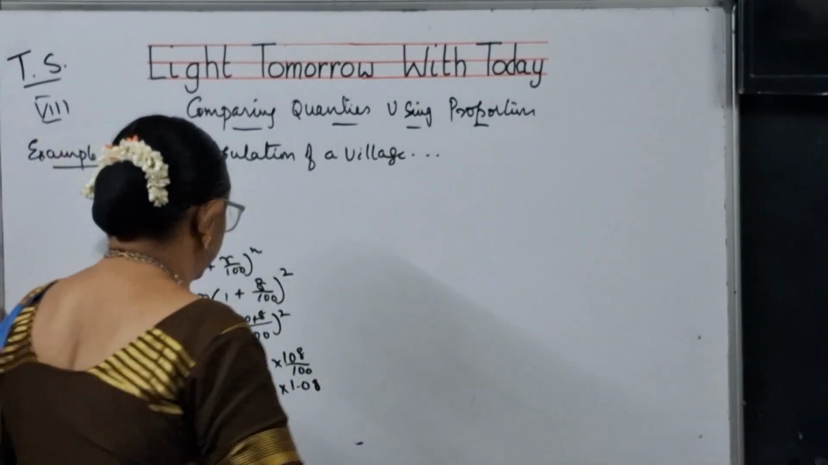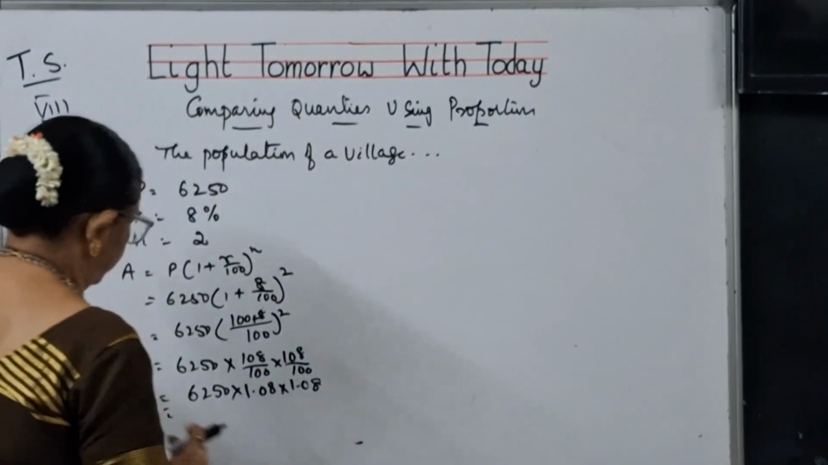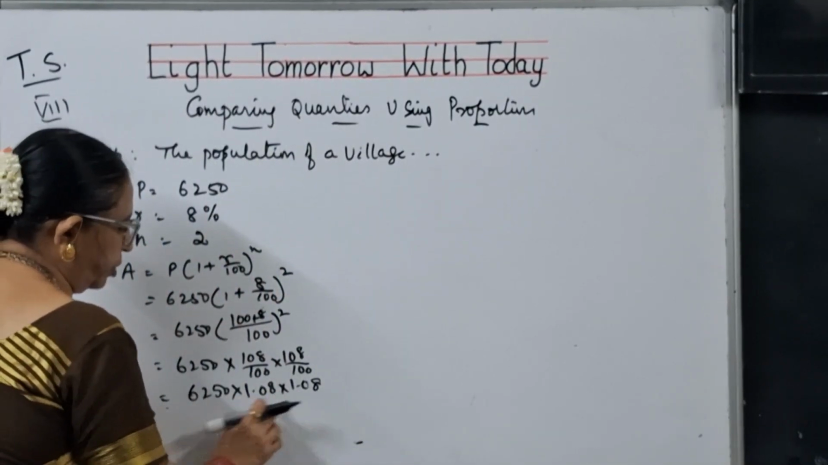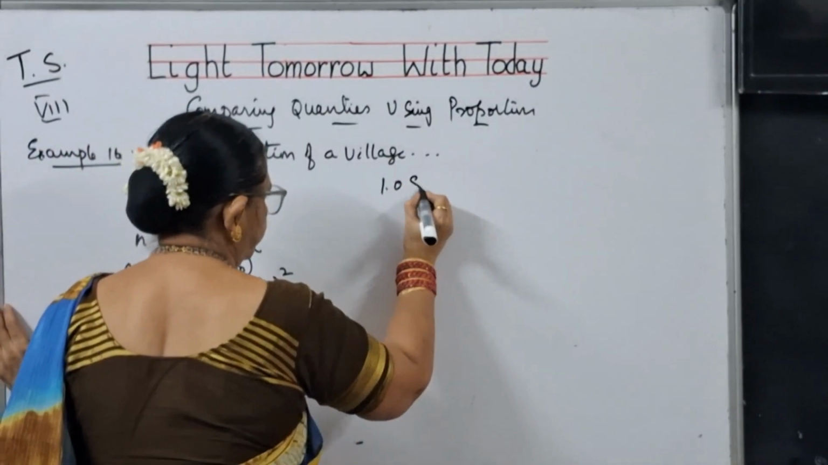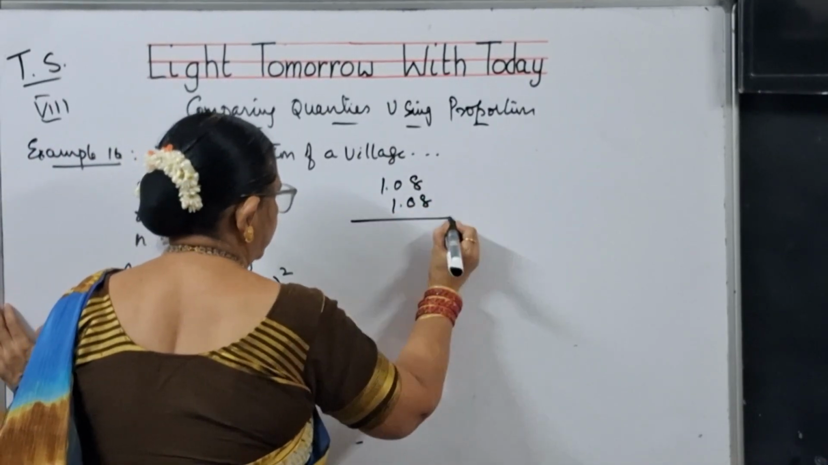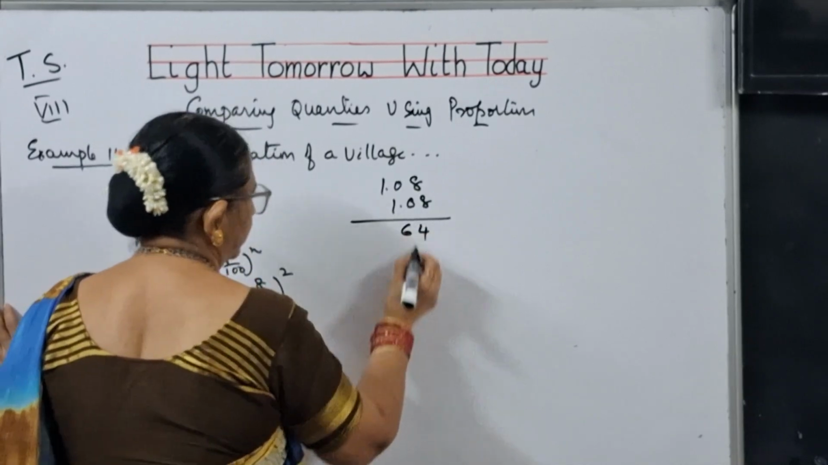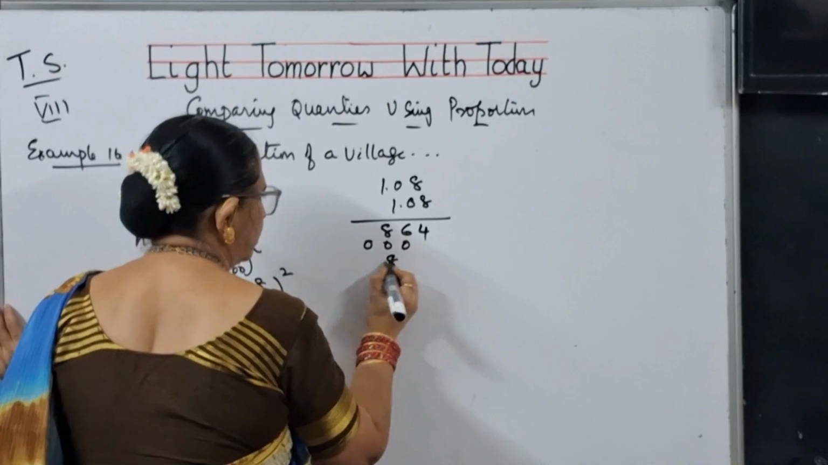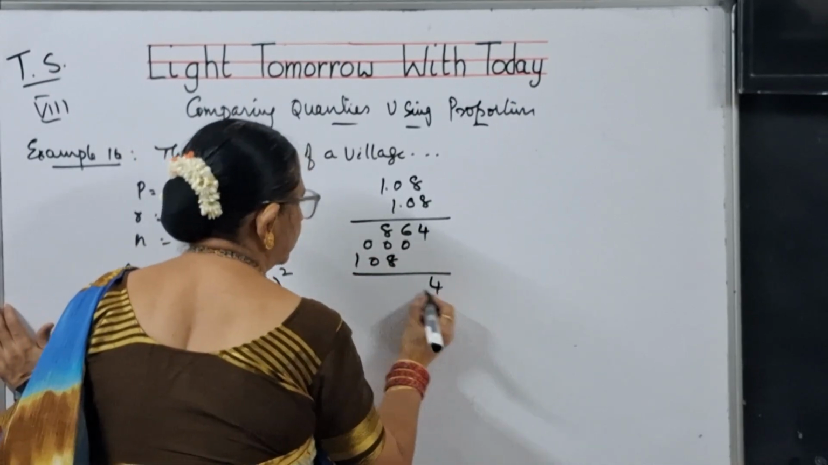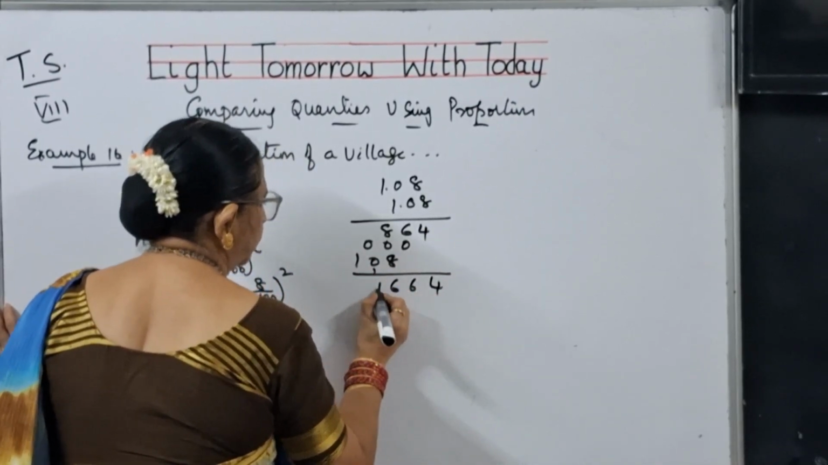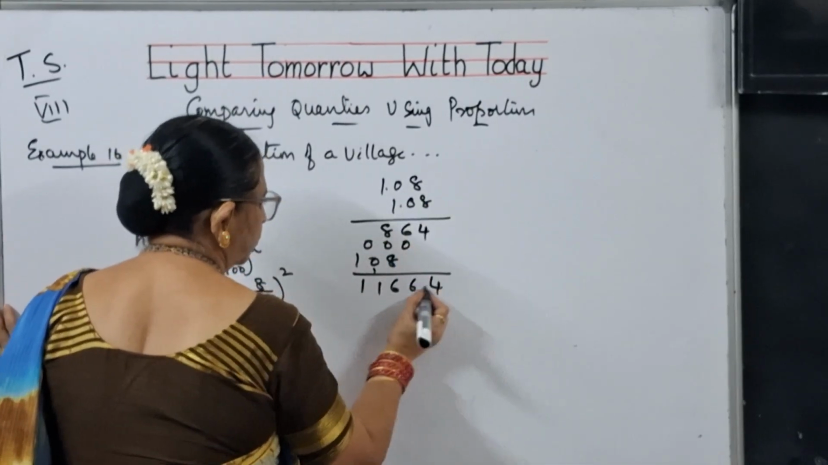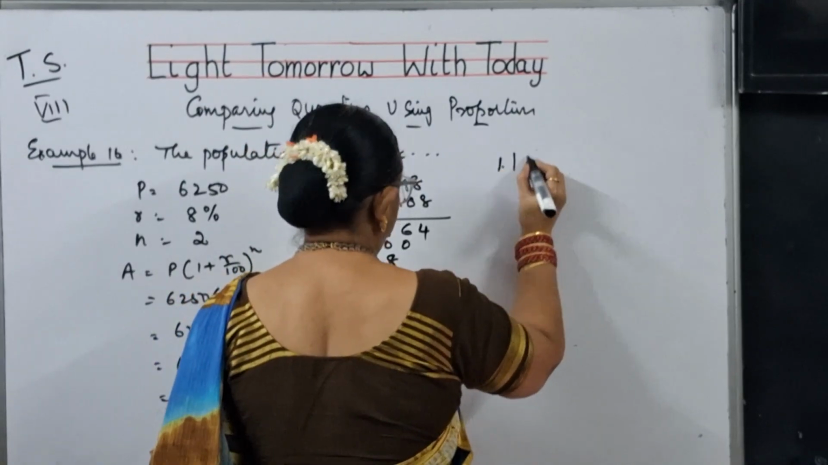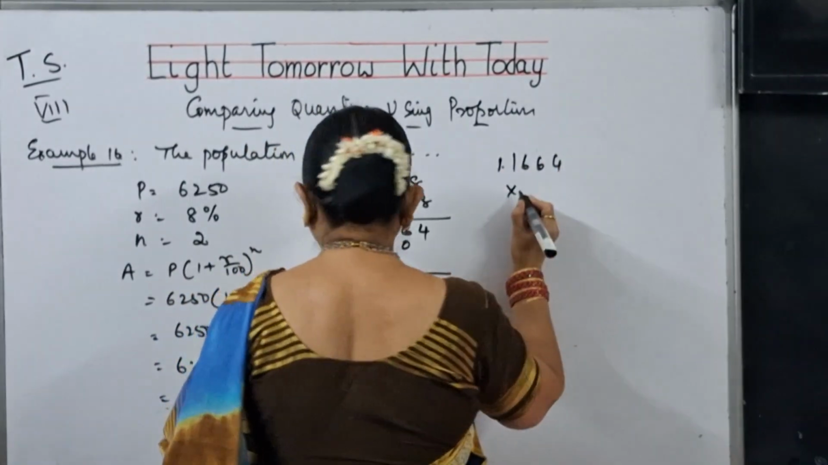So let us calculate. Now let us multiply 1.08 by 1.08. First we will multiply. 8 8s are 64. 8 1s are 8. 0 0 0. 1 8s are 8, 1 1 is 1. So when you calculate, you get 1.1664.